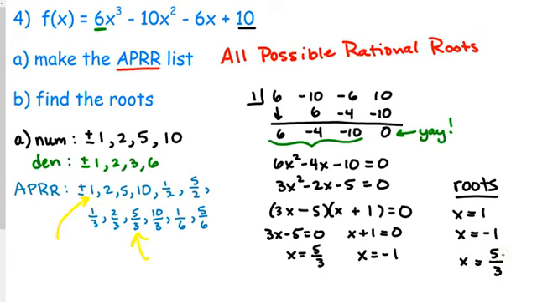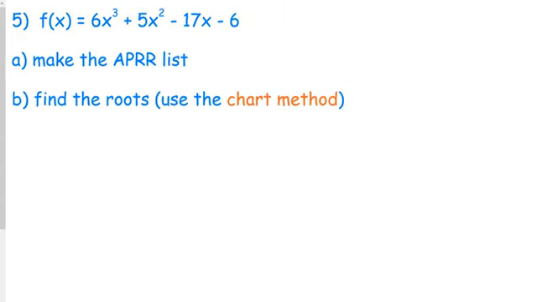Okay, let's try another problem. Same idea. We're going to make the APRR list and find the roots, but I'm going to show you something called the chart method. You might think that for this problem the chart method is unnecessary, but as the problems get bigger and more complicated, the chart method is going to be extremely helpful in figuring out your roots and looking for other things that you're going to need to know.